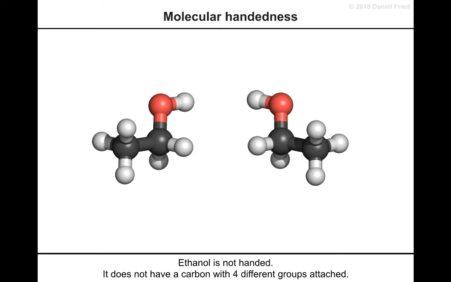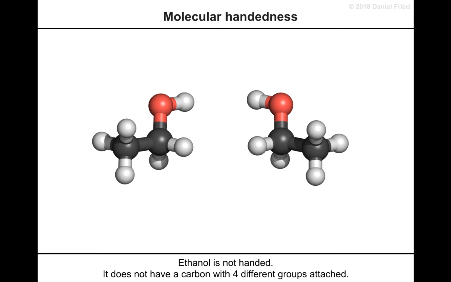Now, before we start studying chirality, molecular handedness, I want to show you some molecules that are not chiral and are not handed. This molecule is ethanol. I drew two of them here. You'll see why in a second. Ethanol isn't handed. The technical way of figuring out whether a molecule is a handed or chiral molecule is that you have to look at all the atoms and decide whether any of the atoms have four different groups or different patterns of atoms attached to a single atom. So if you just read at the bottom here, it says it does not have a carbon with four different groups attached. We're going to see what that means in a minute.